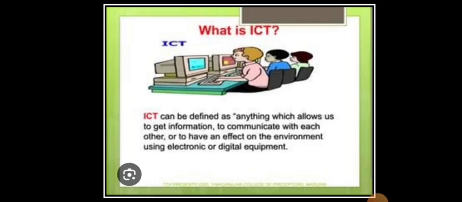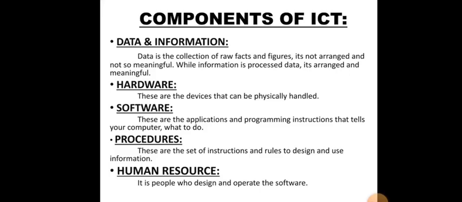ICT is defined as anything which allows us to get information, to communicate with each other, or to have an effect on the environment using electronic or digital equipment. Now, there are different components of ICT. First is data and information. Data is simply facts or figures, but not information itself. When data is processed, organized, or presented so as to make it meaningful, then it is called information.